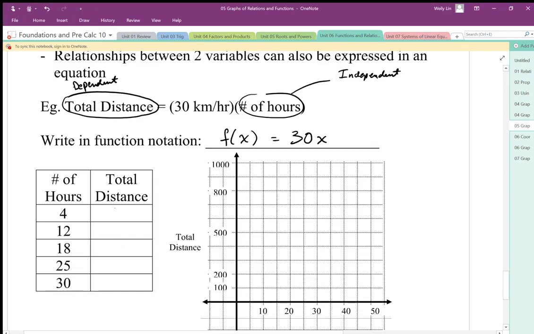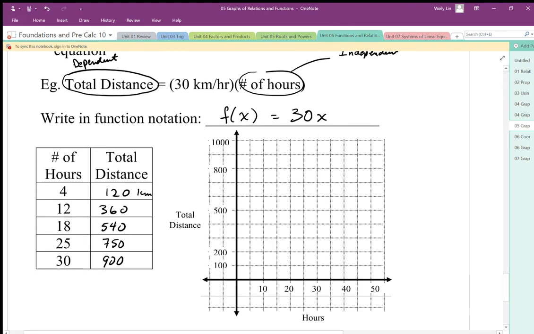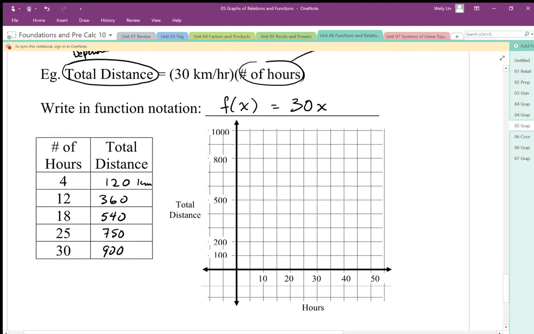So the total distance based on 4 hours is going to be 120 kilometers. 12 hours, so 12 times 30 gives us 360 kilometers. 18 times 30 is going to give us 540 kilometers. 25 times 30 is 750 kilometers. And 30 times 30 gives us 900 kilometers. So if we drive at 30 kilometers an hour for 30 hours, we've traveled 900 kilometers. So there's our relationship in a table, and we can look for a pattern in the graph.